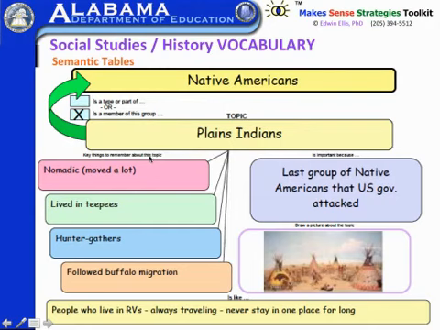Key things to remember about the Plains Indians is that they were nomadic, they moved a lot, they lived in teepees, they were hunter-gatherers, and followed the buffalo migration. Important because they were the last group of Native Americans that the U.S. attacked, and the picture shows an Indian village with teepees on the plains. And is like, so the Plains Indians were like people that live in RVs. They're always traveling and they never stay in one place for long.